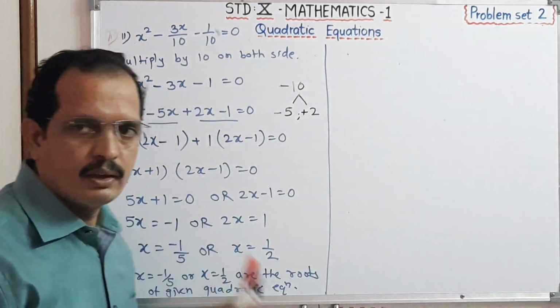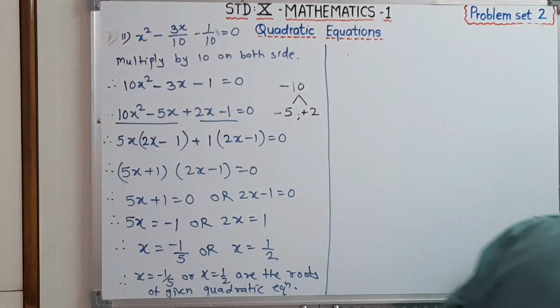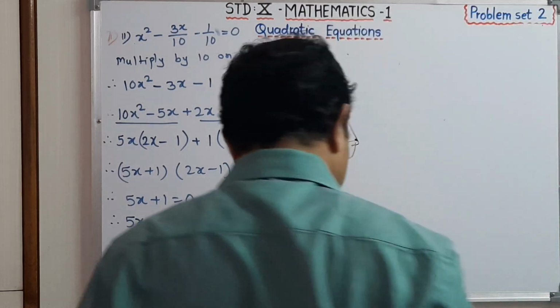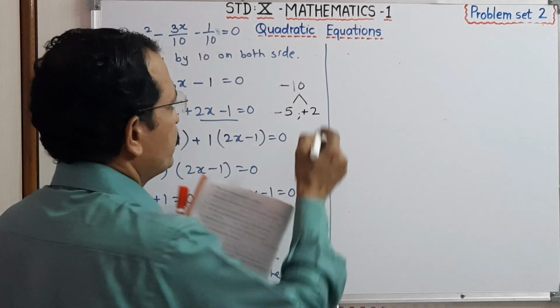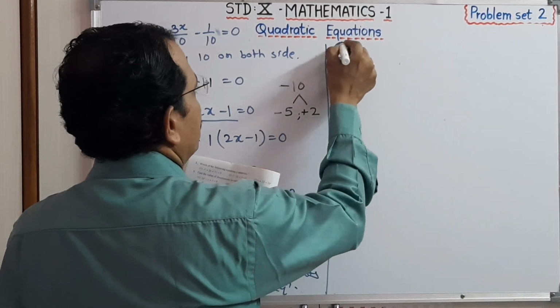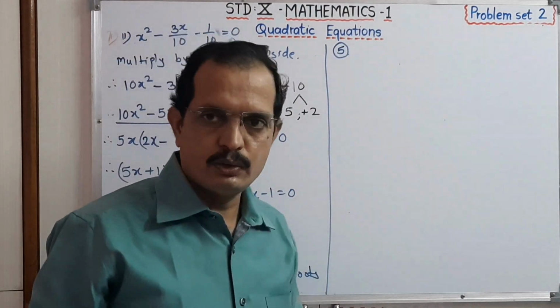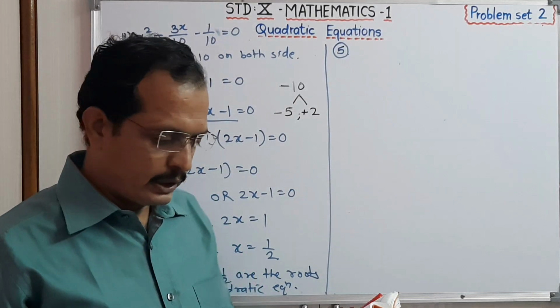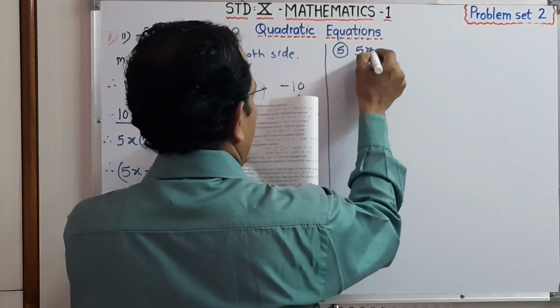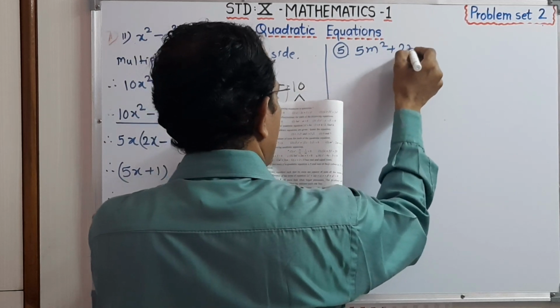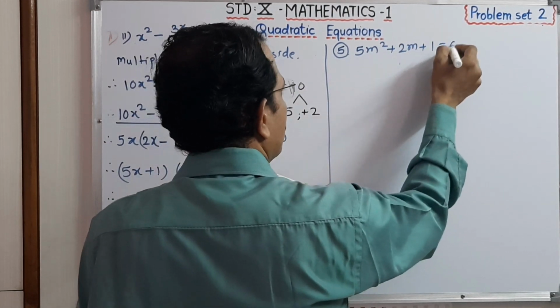Now let's start with question number 5. The third one and fourth one you have to solve, very easy. Here 5m square plus 2m plus 1 equal to 0.